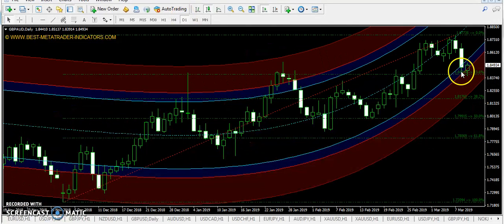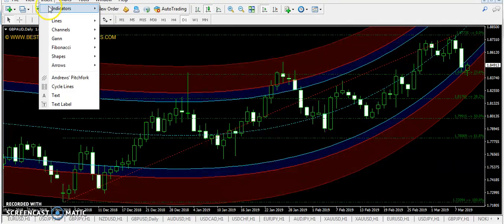Now look at here. It's at the oversold levels on the daily time frame. The daily time frame is highly recommended because you know that it's the most important, and the market is bouncing from the daily time frame, so it means we are getting a bullish sign on Great Britain Pound AUD.